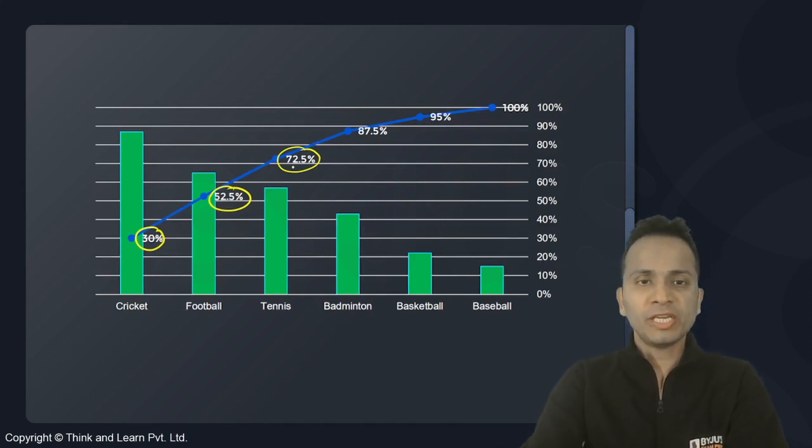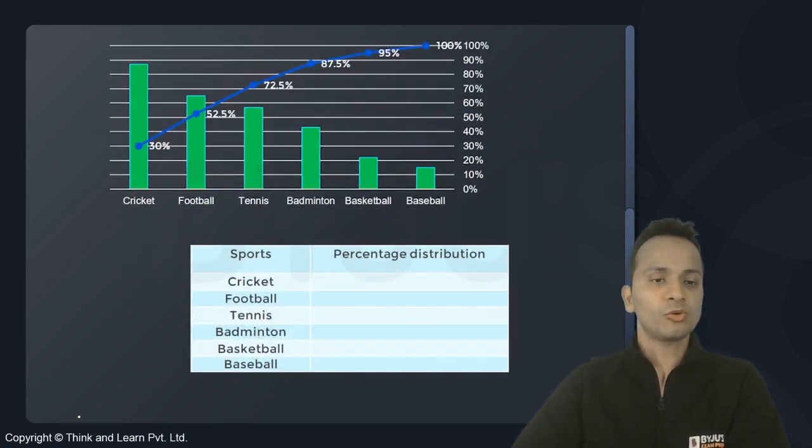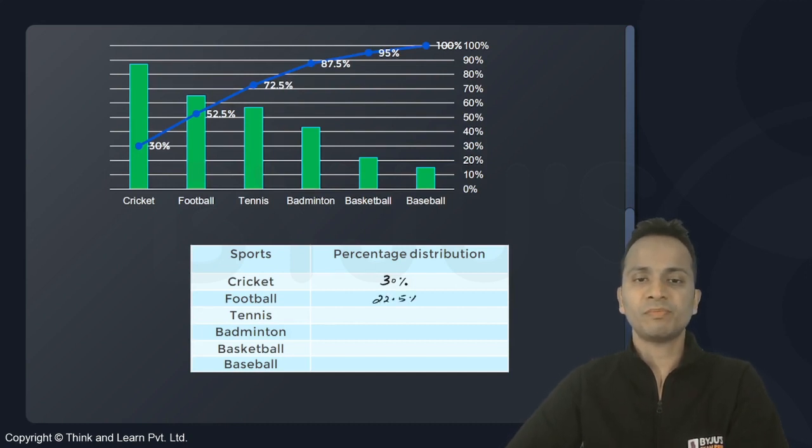All right. So let's make a table out of it. So cricket, I can see that it is 30 percentage. Okay. Then for football, it will be 52.5 minus 30, that is 22.5 percentage. For tennis, it will be 72.5 minus 52.5, which is 20 percentage. Badminton, 87.5 minus 72.5, 15 percentage. Basketball, 95 minus 87.5, that is 7.5 percentage. And finally, baseball will be 5 percentage, 100 minus 95.